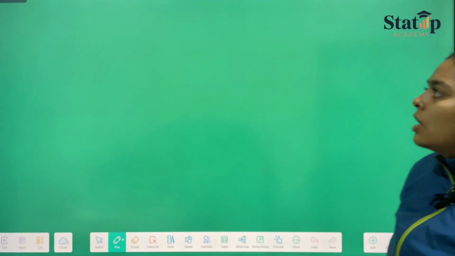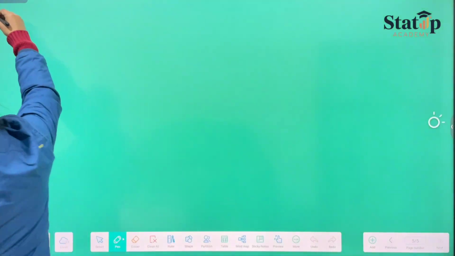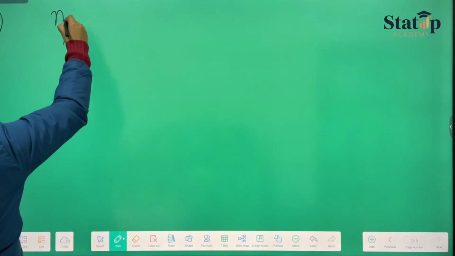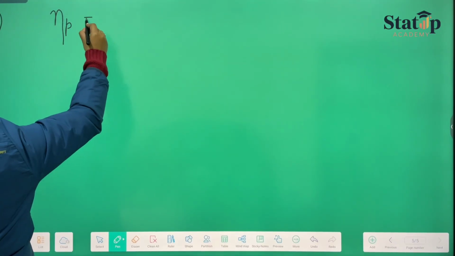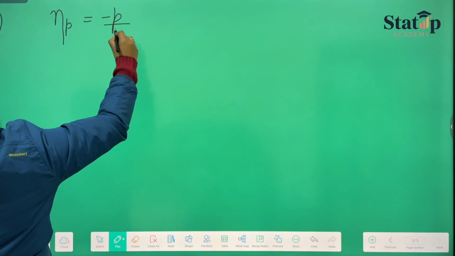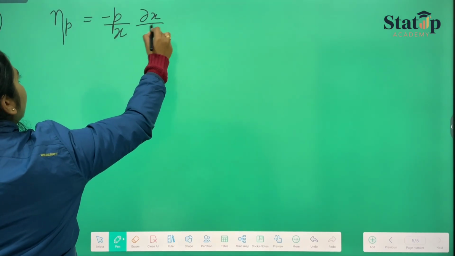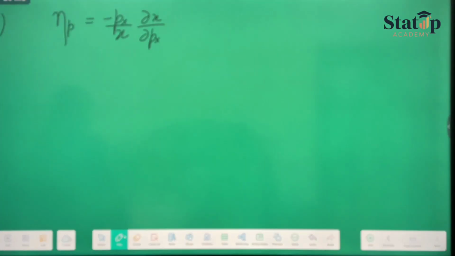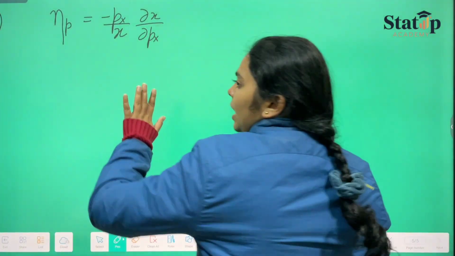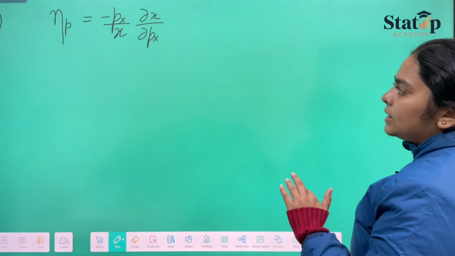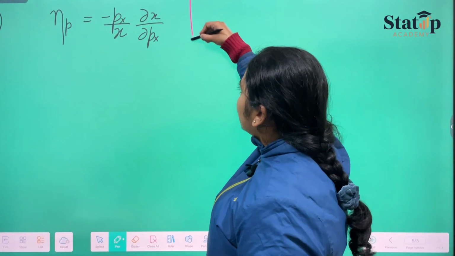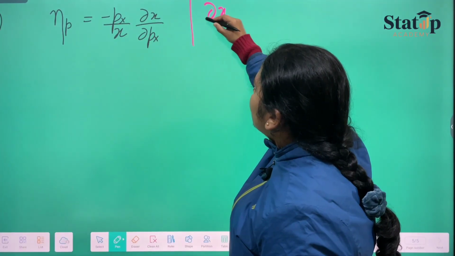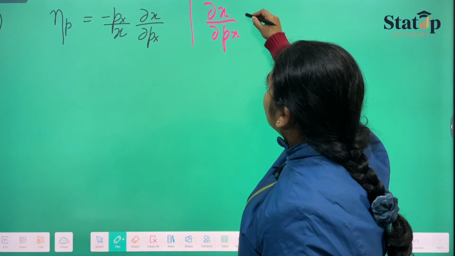Now, first of all, for the first part, if we have to calculate price elasticity of demand, then we know that price elasticity of demand is represented by eta P, which is nothing but minus P upon X into delta X upon delta P. Here P is Px. Now for this, first of all, we have to calculate delta x and delta p. We have to differentiate the value of x with respect to px.